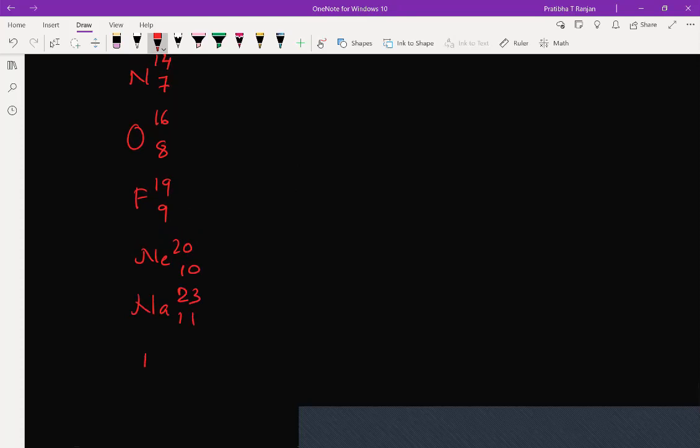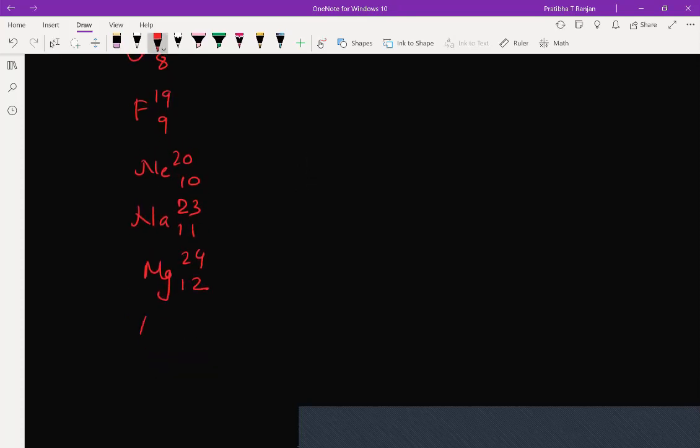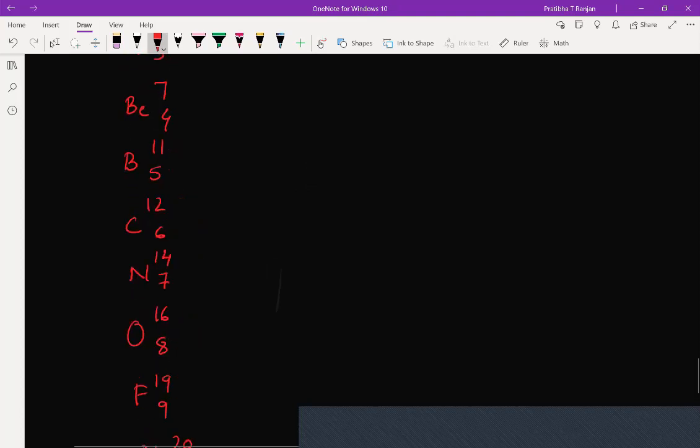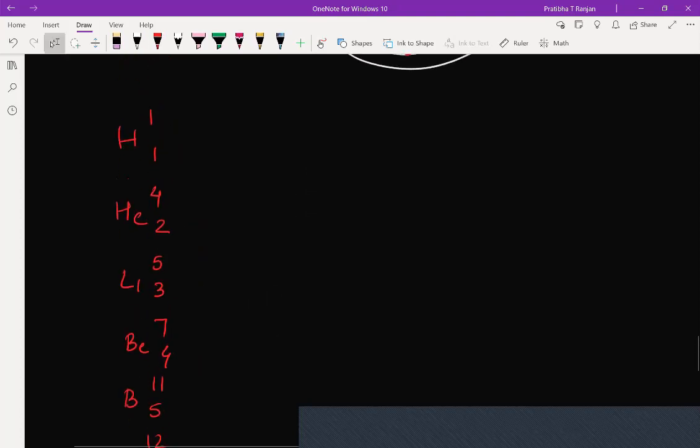23 and 11, magnesium 24 and 12, and here aluminum 27 and 13. I'm going to take only this much; the rest you can see from the periodic table. So what I'm going to do is make a column for E, P, and N, P-E-N, right? It's easy to remember. So how many protons? 1. How many electrons? 1. Since neutron is 0, because 1 minus 1 gives 0.